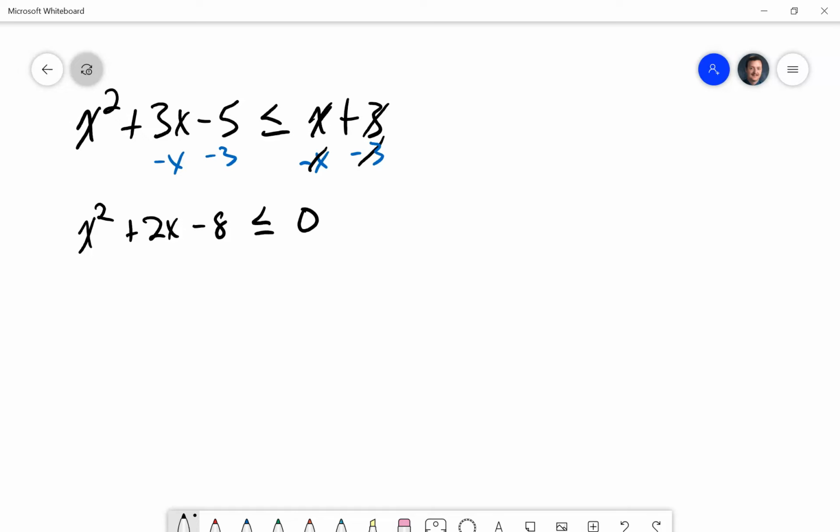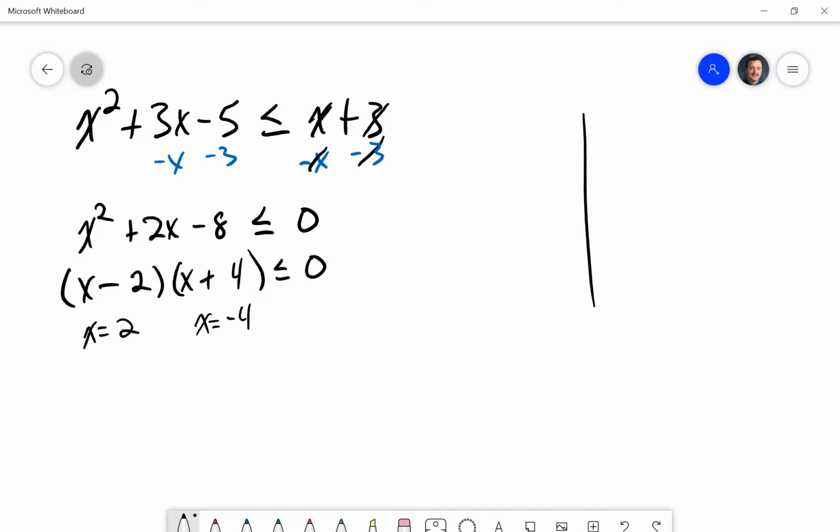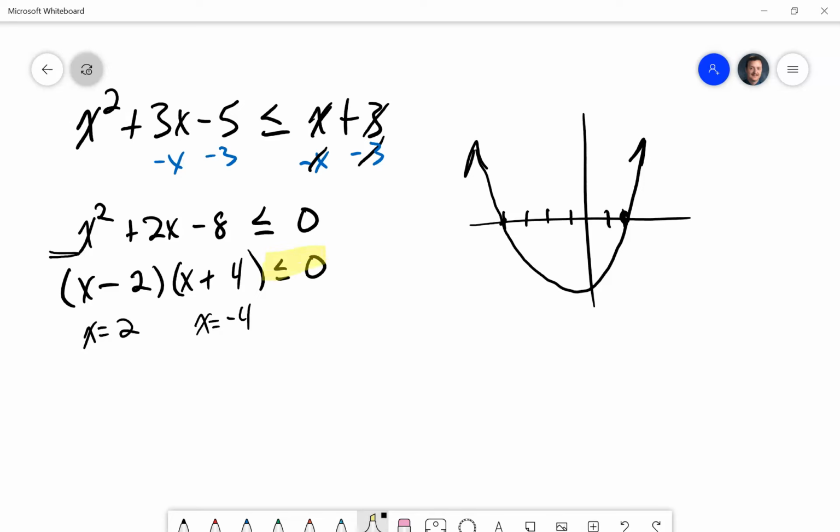So once again, if I was to factor this, that would be one way. That would be (x - 2)(x + 4) less than or equal to 0. My critical values, or my x-intercepts, would be x equal 2 and x equal -4. Again, thinking about what this is going to look like, I would have an x-intercept here at 2 and one over here at -4. The leading coefficient is positive, so again, I know this graph is going to do something like that. Once more, the question here is where is it less than 0?